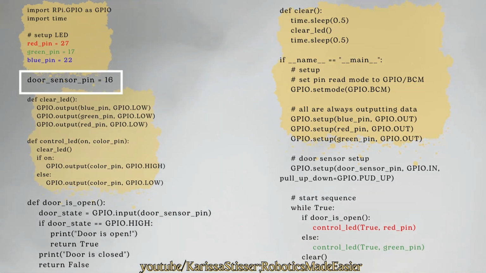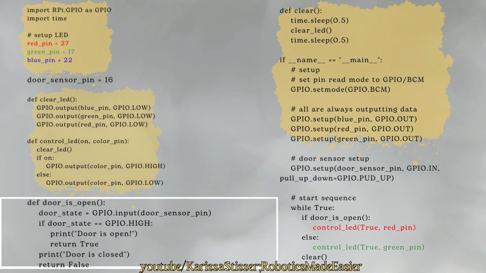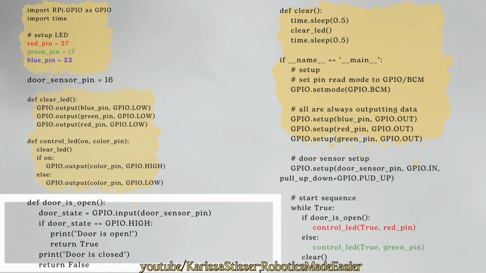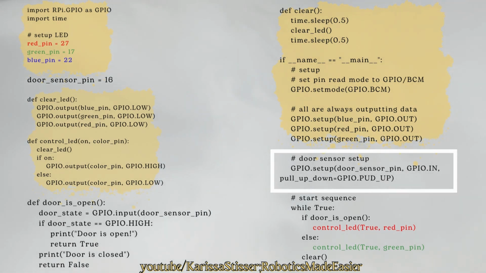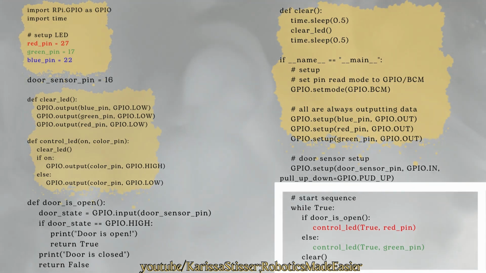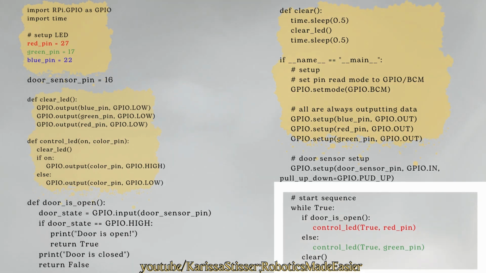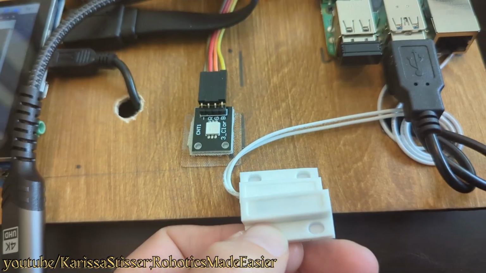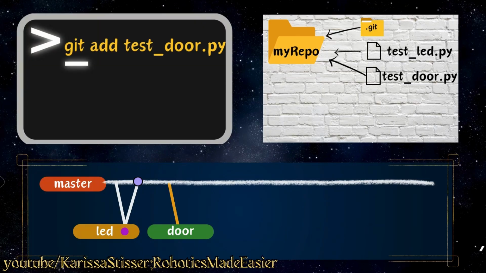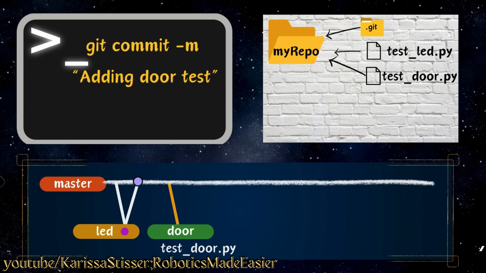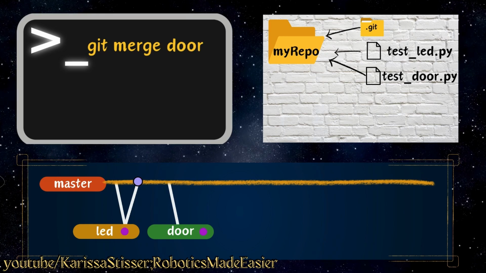But now we need to set the door sensor GPIO pin, and we have a door is open function which reads in the door state and returns true if open and false if closed. We set the GPIO mode for the door sensor to in so we can read it. In the while true loop, we check is the door open, and if it is, then we set the LED to red, and if it's not, then we set the LED to green. Now test. And it works. We add the test door file to be staged, then we commit it, go ahead and check out master, and we merge the door branch into master.